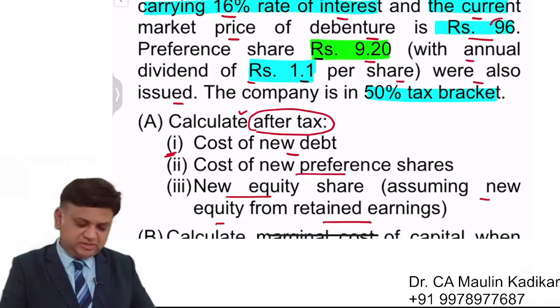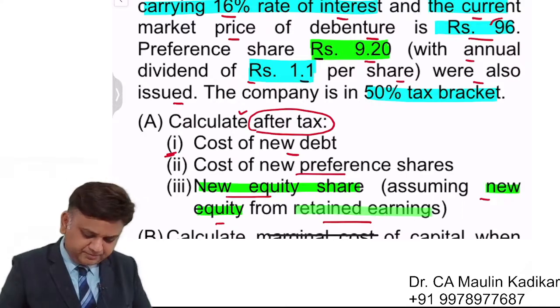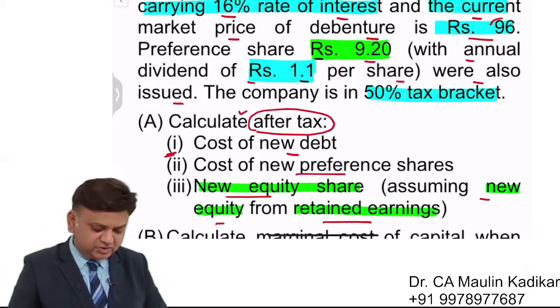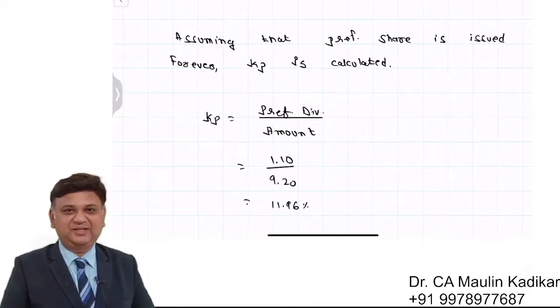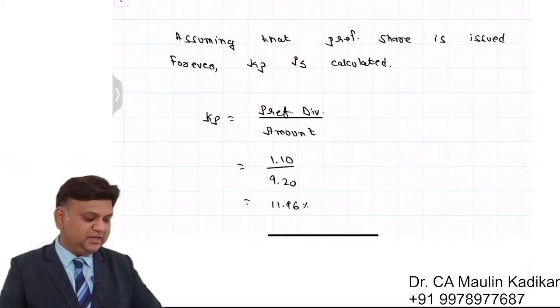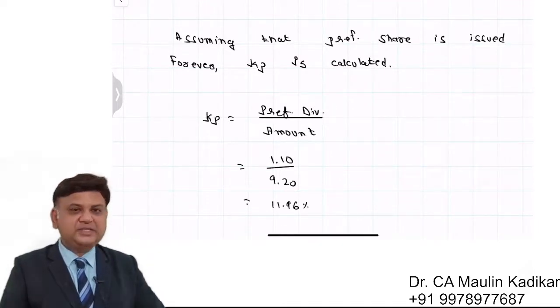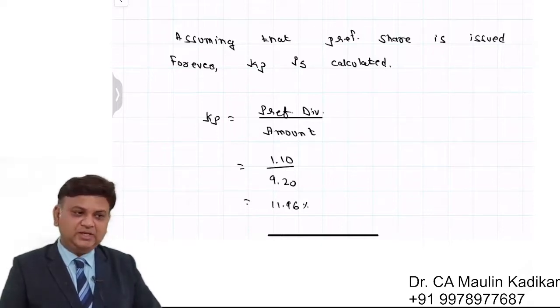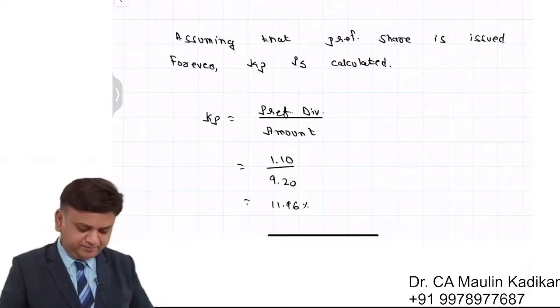The next question is, we are required to calculate the cost of new equity share, assuming new equity from retained earning. So the question says that you are required to calculate the cost of retained earning. See, the language of the question says that assuming that the new equity from the retained earning. It means that you are required to compute the cost of capital, considering that you are going to have the retained earning as a source of finance.